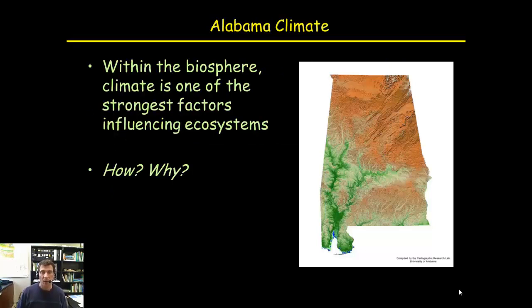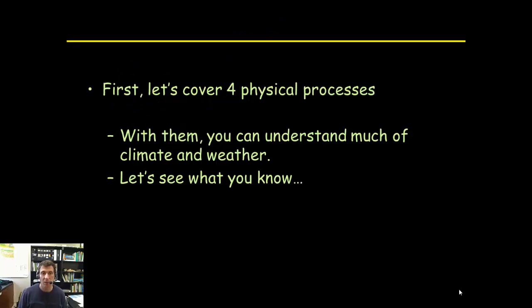Okay, the biosphere is that thin layer on the Earth where all the living organisms are found. And within that, climate is one of the most important factors, if not the most important factor, for influencing the distribution of different types of ecosystems. And today we're going to explore how that happens and why that happens. To get there, though, we need to understand four physical processes. These are processes that by and large are intuitive and you're probably already familiar with. And one of the things I like about it is that if you understand these processes, you can understand weather and climate patterns wherever you go around the world.